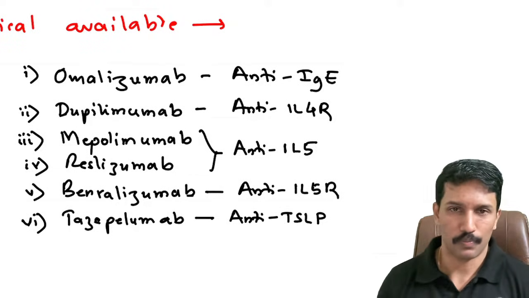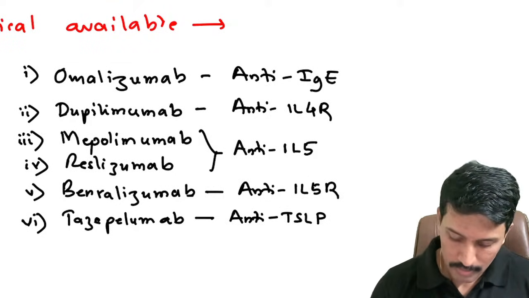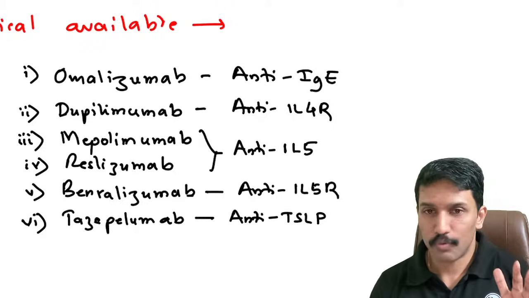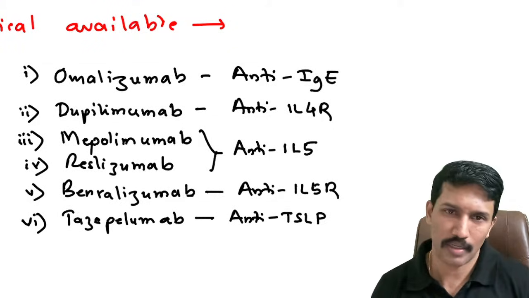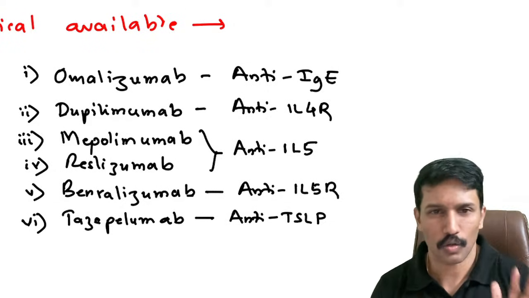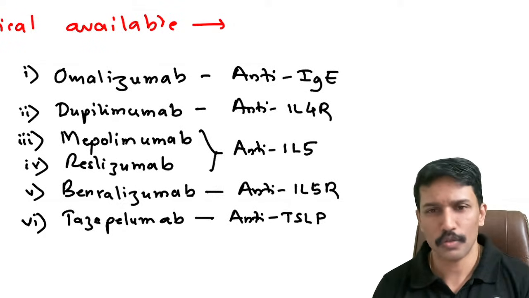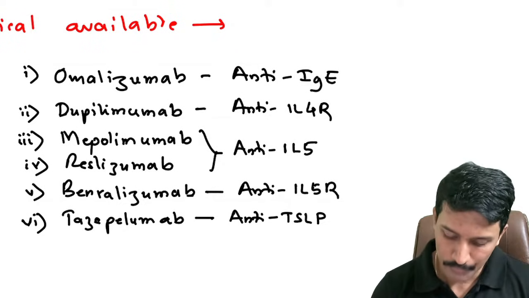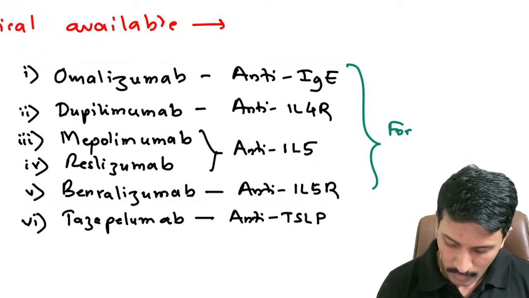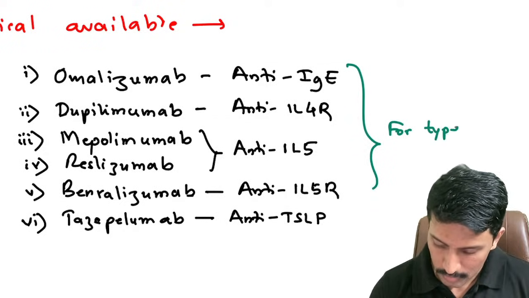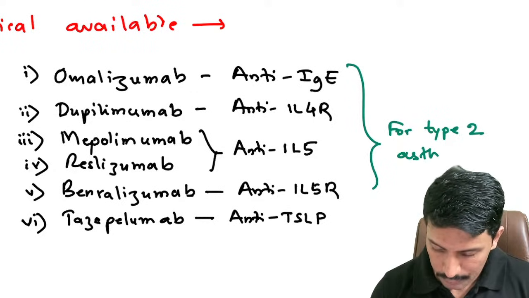What is that? I'll tell you now. So now tell me, IgE is in type 2, so omalizumab is for type 2. Dupilumab IL-4 is also in type 2, so that is also for type 2. IL-5 is also in type 2, so that is also for type 2. So these are used for type 2 asthma.